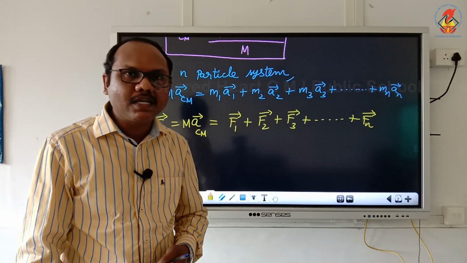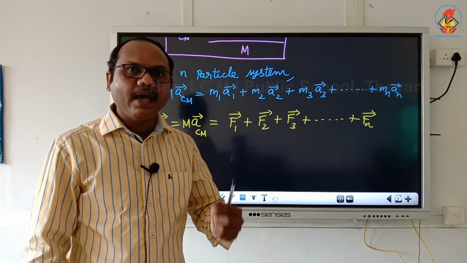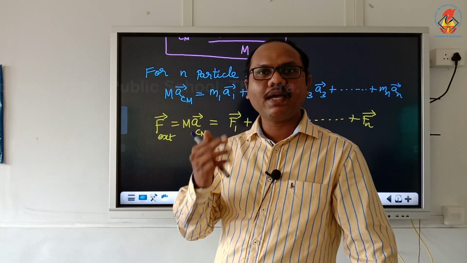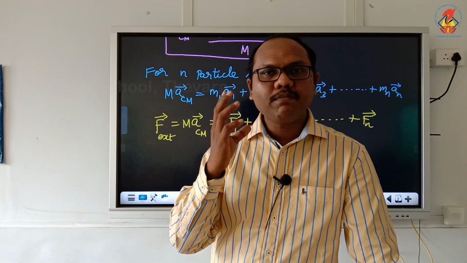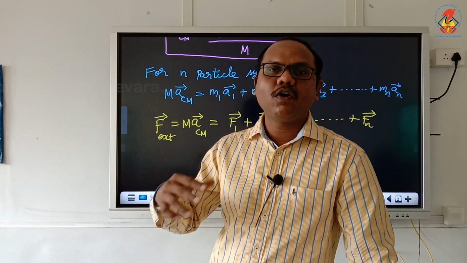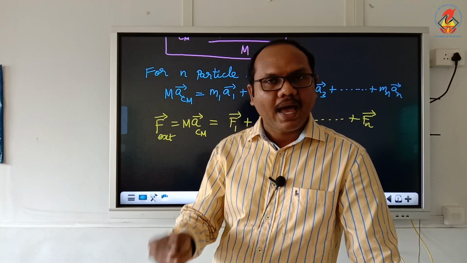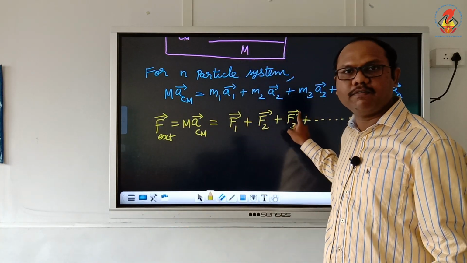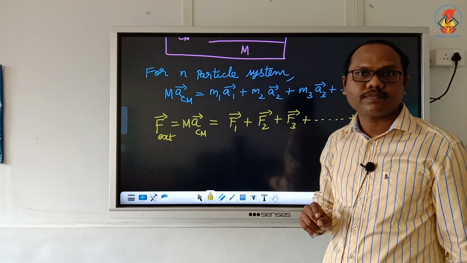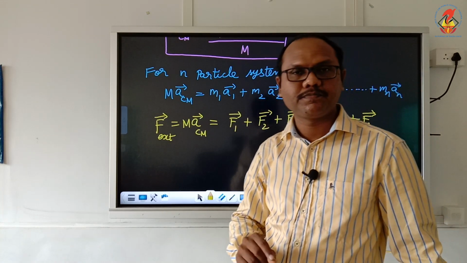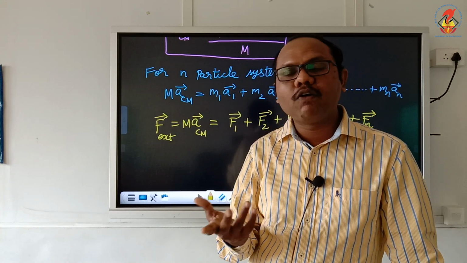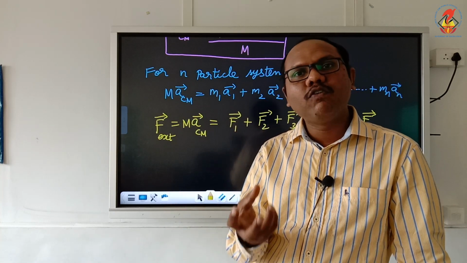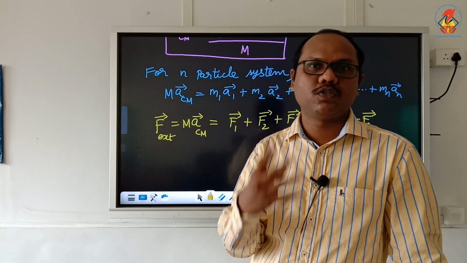Suppose there is a rigid body having n number of particles. There are many forces acting on all the particles of the body, and each force is given as F1 plus F2 plus F3 etc. Fn. Each force is given like that. We don't know how many particles are there, so we don't know how many individual forces are also there.